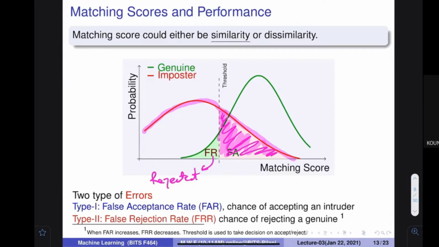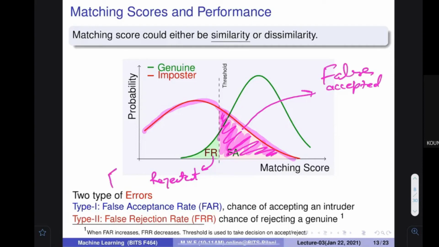What do I mean by this? They would be accepted, and you know that this is a wrong thing, because their score is actually an imposter score, but they are accepted. So we call it false accept. False accept. Similarly, it is a false reject. Okay, here also the people are rejected, but they are imposters who are rejected, then we don't have any problem.